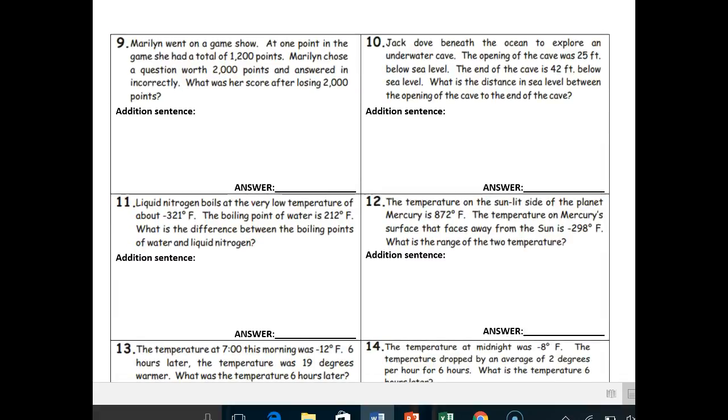Number 9, Marilyn went on a game show. At one point, she had a total of 1,200 points, so she's in the positive. She's doing well.